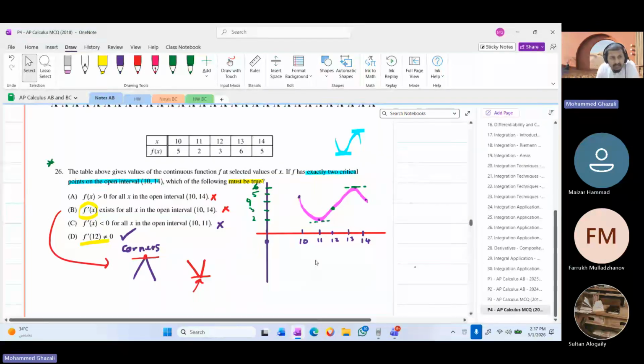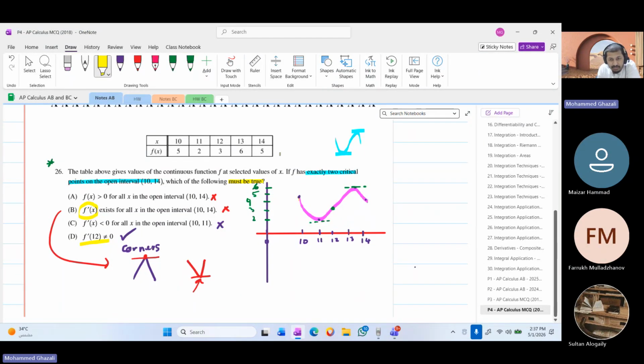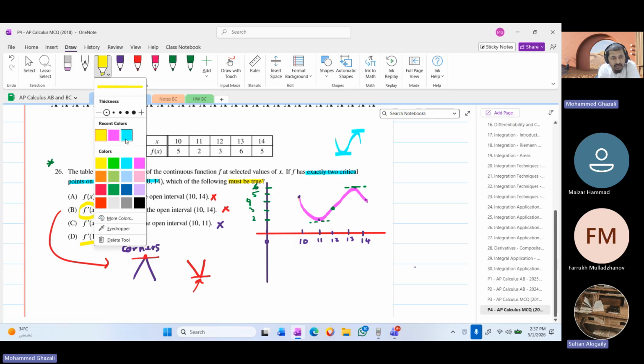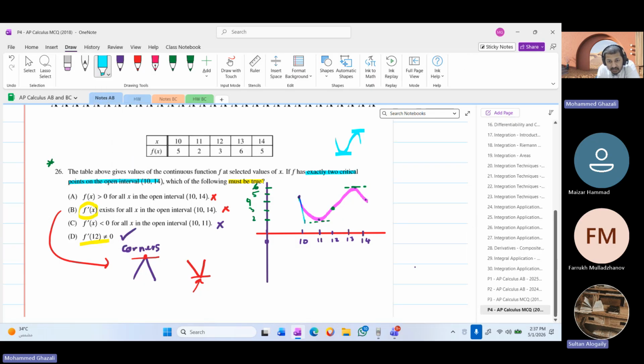Between 10 and 11, remember this is just one of the graphs I drew. I can draw another graph like this. It can come down, I can come down, right? And then I can start doing this. That's another graph. Now, what's happening between 10 and 11? I have a corner, so f prime of x does not exist at that point. I see. So that's why that option is wrong.